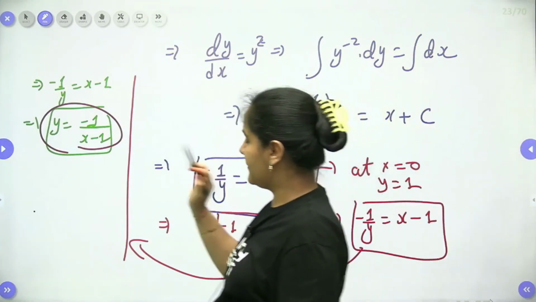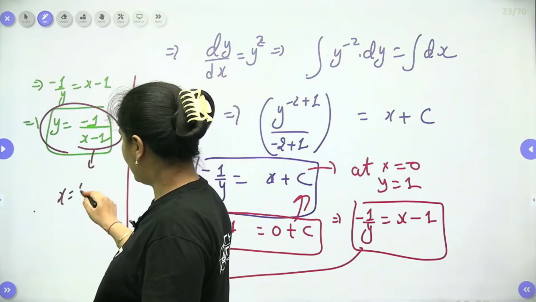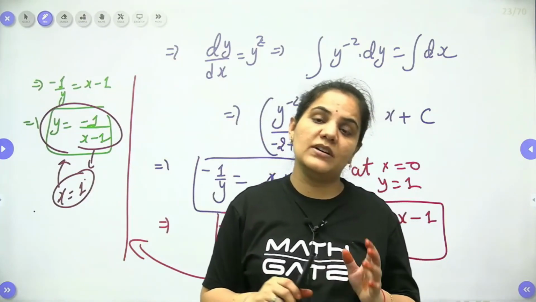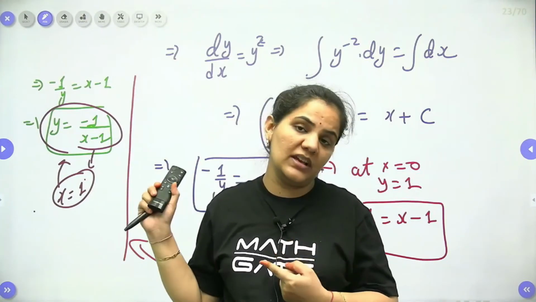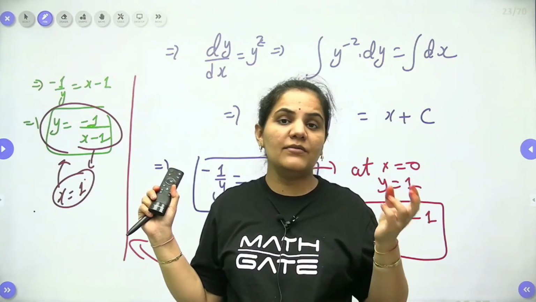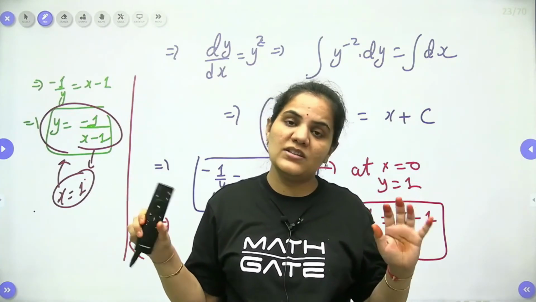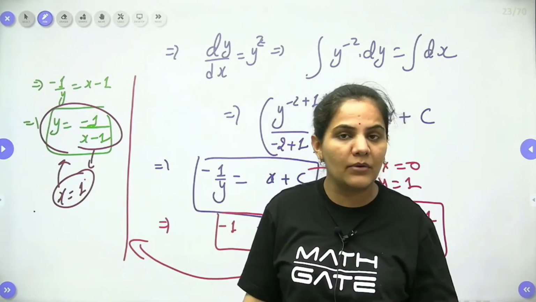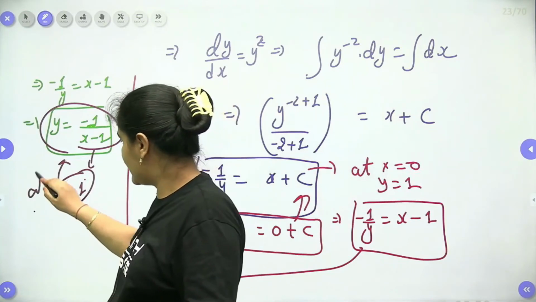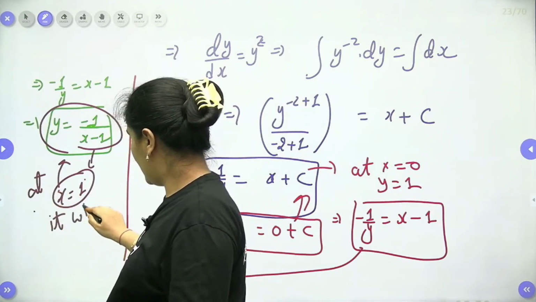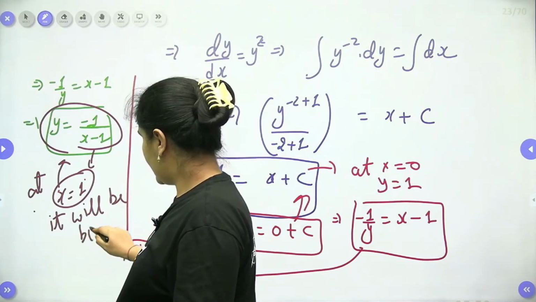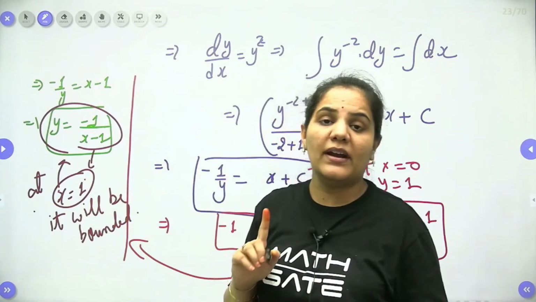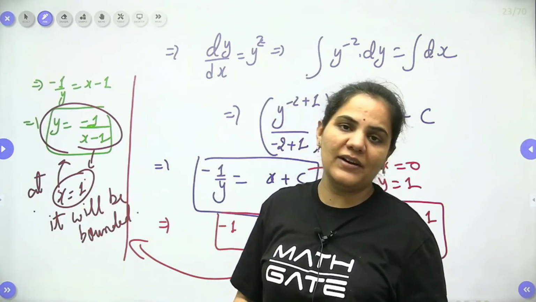If there is x is equal to 1, my dear students, the function will be unbounded, because whenever we put x is equal to 1, the value will be 1 by 0, that will be infinity. So your function will not exist. When it does not exist, how can the solution be bounded? So it will be unbounded at x is equal to 1. We should not put the value x is equal to 1.